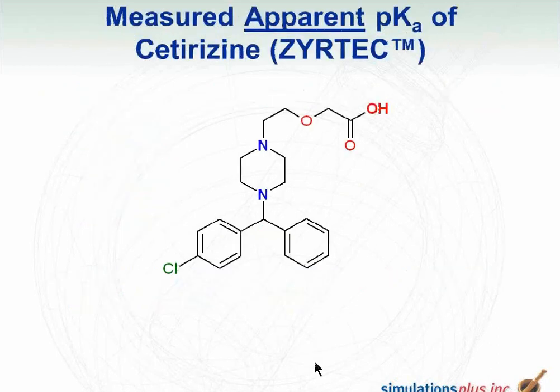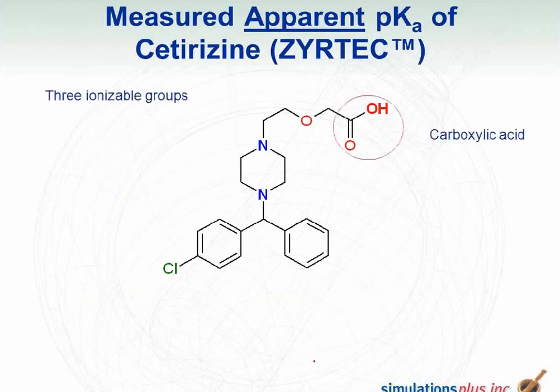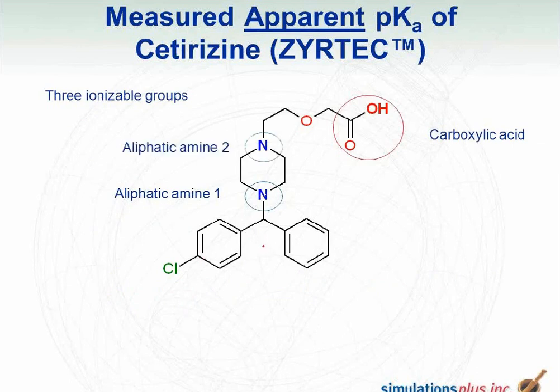So let's take the case of cetirizine. This is a well-studied molecule. It contains three ionizable groups. So we have the carboxylic acid group, we have an aliphatic amine in this piperazine ring, and notice that this aliphatic amine is closer to the two phenyl groups. And then finally, another aliphatic amine that's the other nitrogen in the piperazine ring.